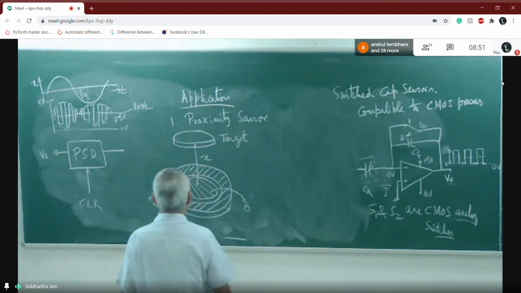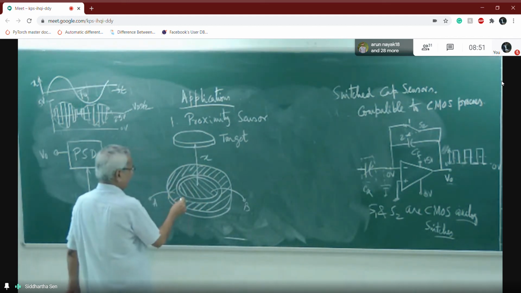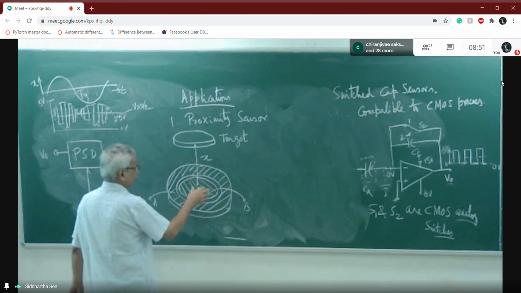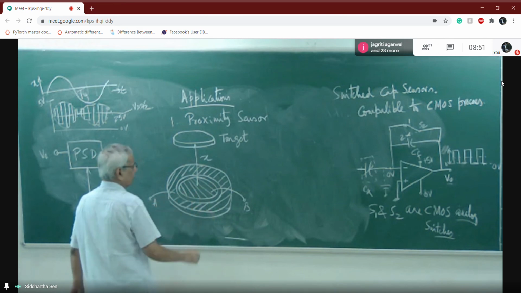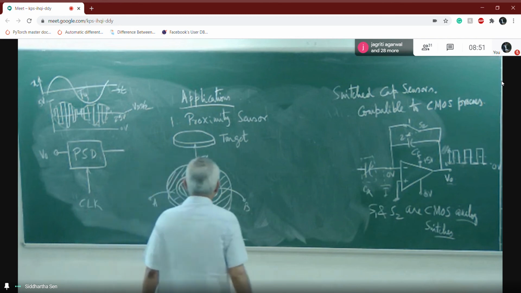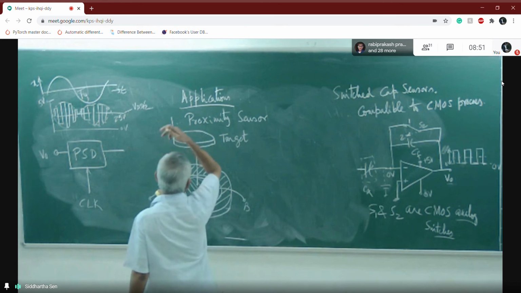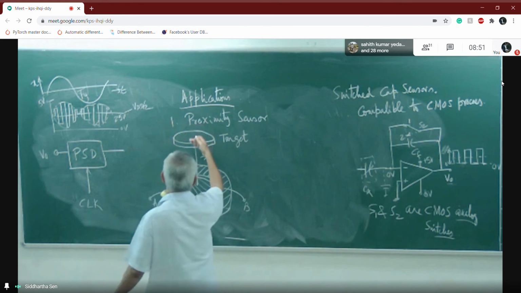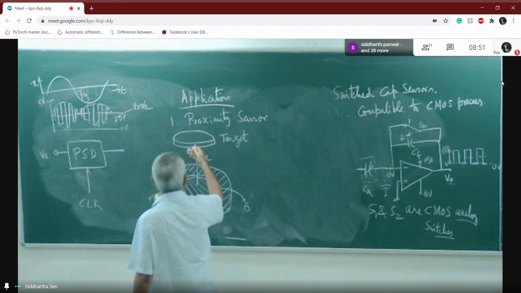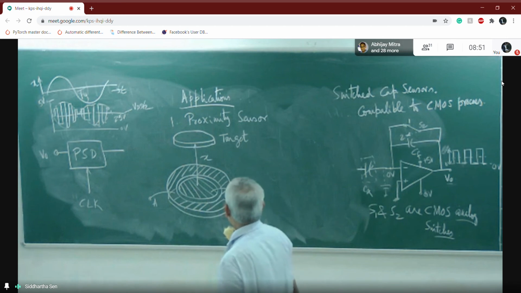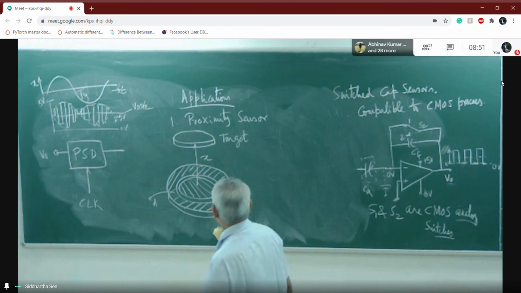small inside. So what we do is we have two circular metal plates, cylindrical, with a dielectric gap in between. I have put two terminals A and B there, and this is your target, which means something is coming nearby. If X is less than that, it means it has come too close, and at least some alarm has to be given by it.